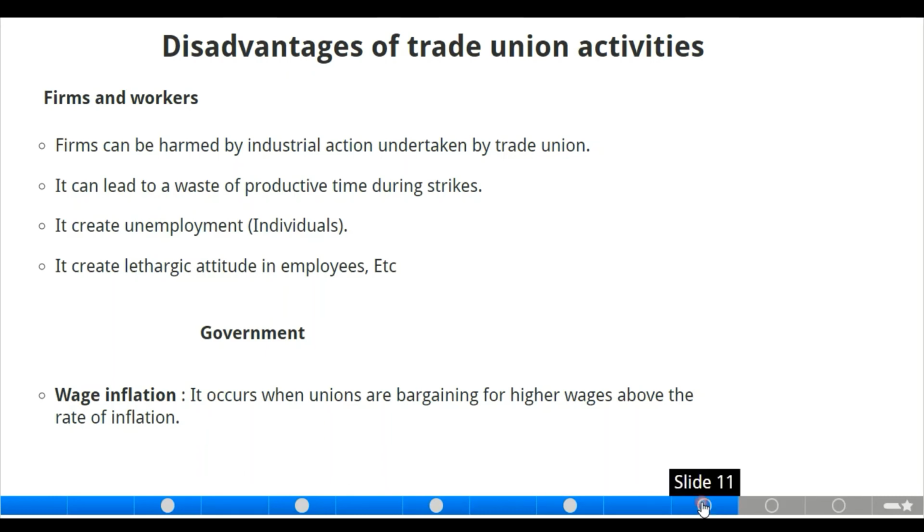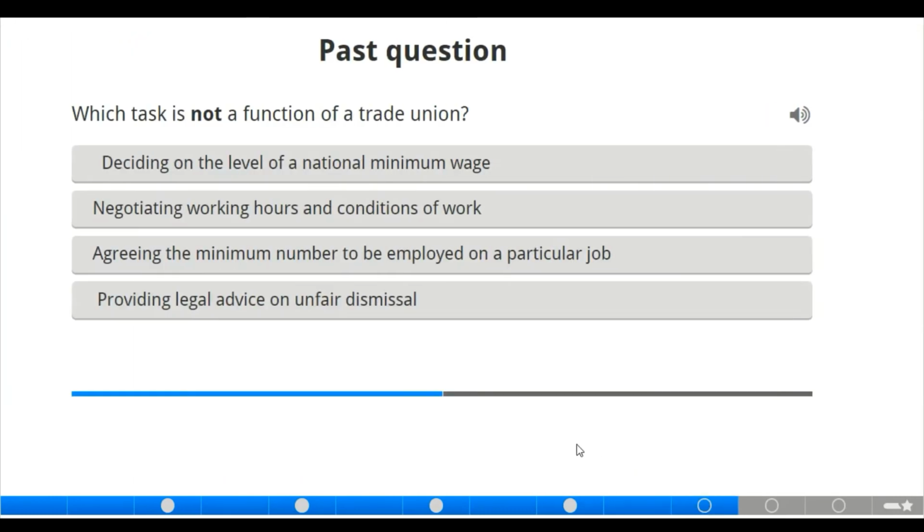Now let us move to the next slide. We have a past question here also. This one is related to the function of trade union. We have just discussed that. Now which task is not a function of a trade union here? What do you think is not the function of a trade union among these options? Deciding on the level of a national minimum wage, negotiating working hours and conditions of work. Of course, they do that. Agreeing the minimum number to be employed on a particular job, providing legal advice on unfair dismissal.